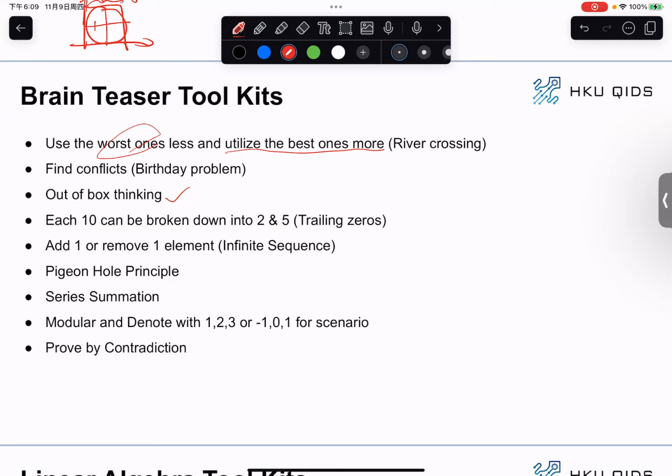And the next one is that each term can be broken down into 2 and 5. It's more about factoring and the greatest common divisor. It's actually a good lemma for you to remember. For an example question, you can see the trailing zeros problem.